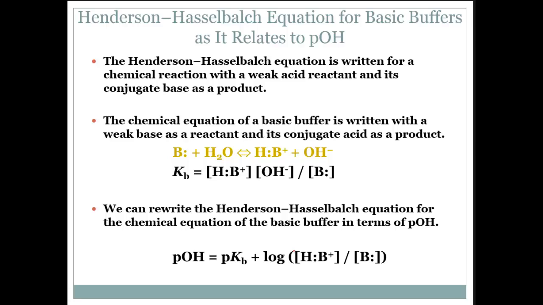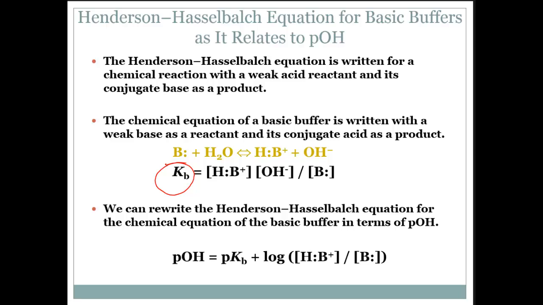The Henderson-Hasselbalch equation is written for a chemical reaction with a weak acid reactant and its conjugate base as a product. The chemical equation of a basic buffer is written with a weak base as a reactant and the conjugate acid as a product. So you notice that it's reversed. So the Kb makes the difference between the Ka.